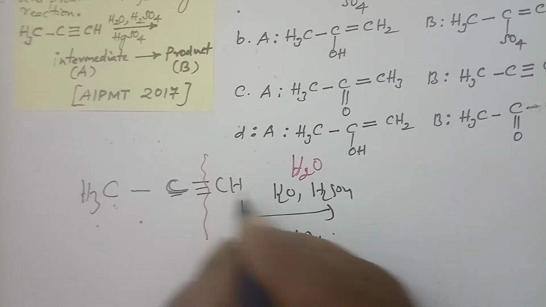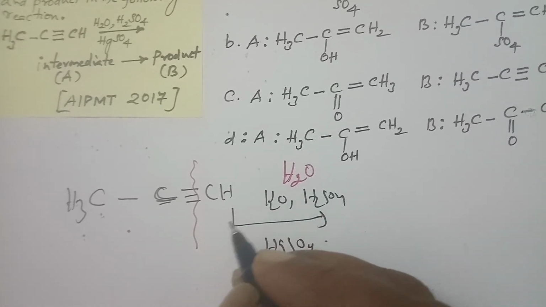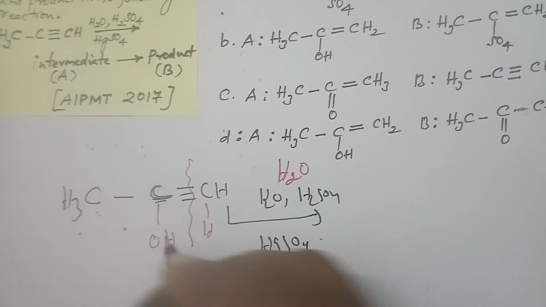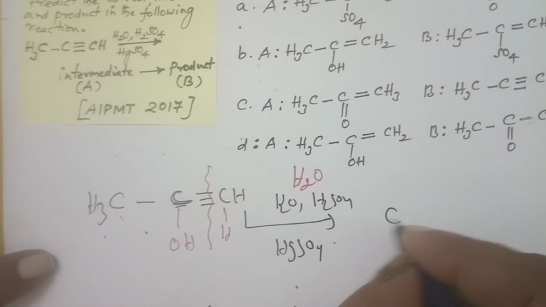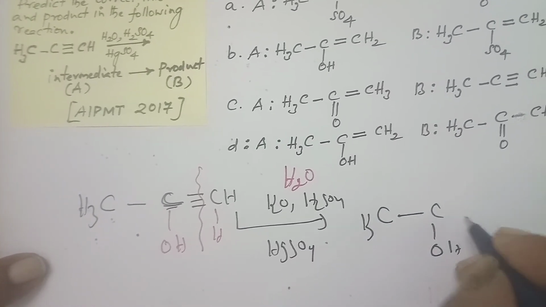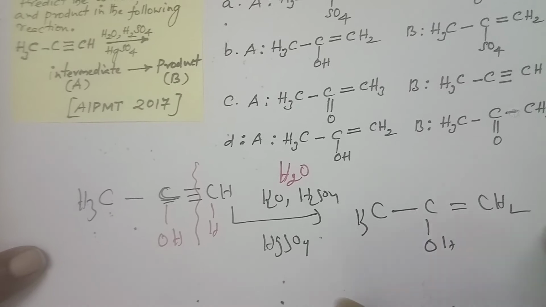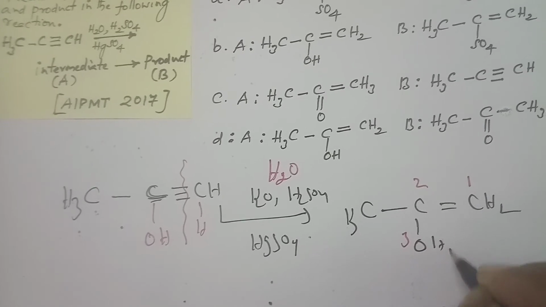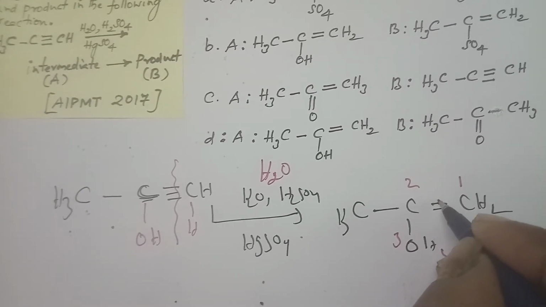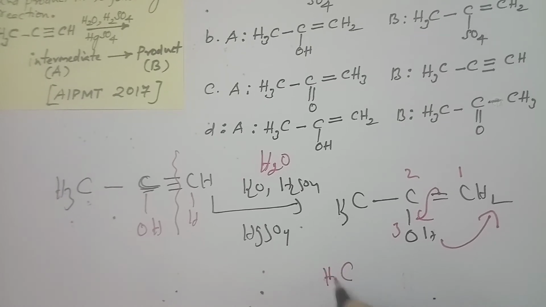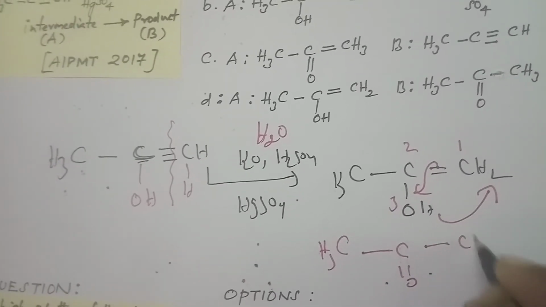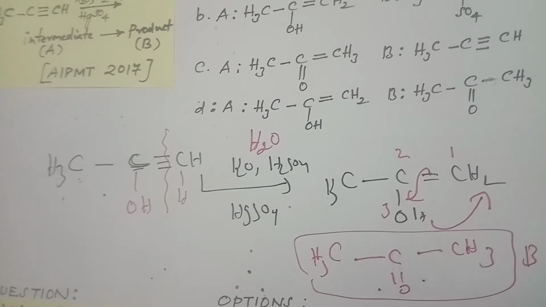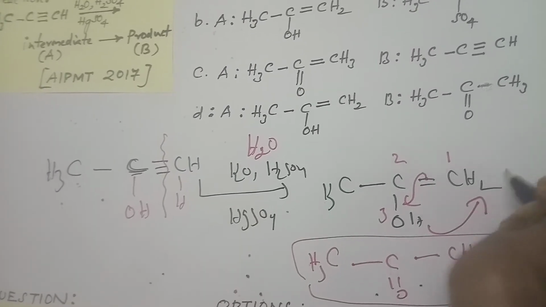So now let me go. Same thing. H is going to add here, and what is going to add here is the water. Now let me write the reaction here: CH3, C-OH and double bond CH2. After this, you can see tautomerism shift 1, 2, 3, that means the hydrogen is shifting there and the bonding moves here. Now the product is CH3, C double bond O, and this hydrogen is moving here. So this is your product B, and this is your intermediate A.